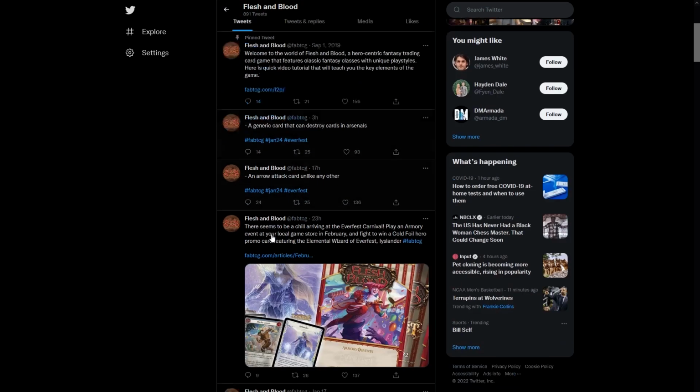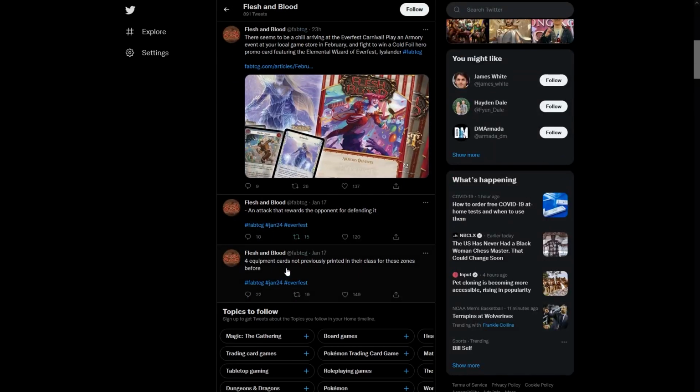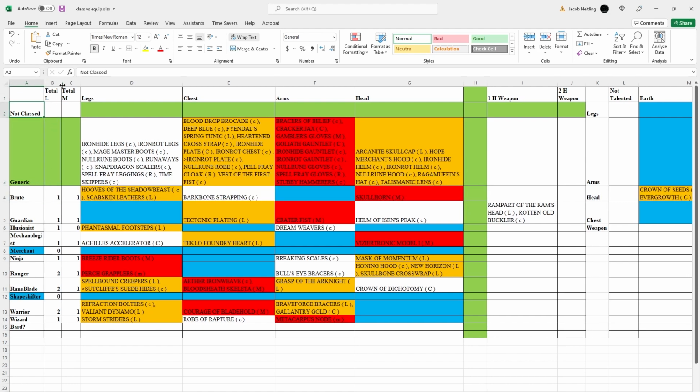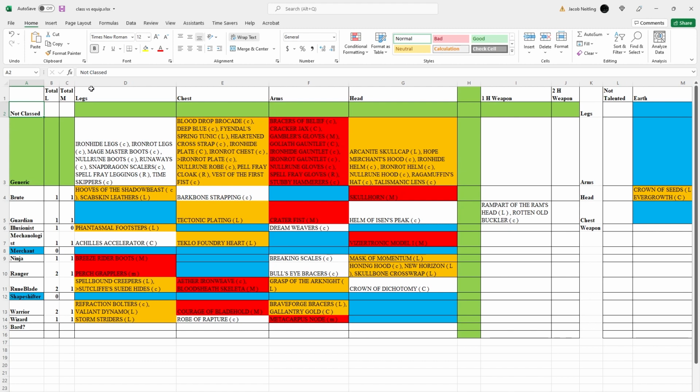The one that caught my attention the most is from January 17th, where it says, four equipment cards that have previously not been printed in their classes for these zones before. Now, one might say, well, there's probably only so many options, and you'd be correct. So, what does any good data science person do? They create spreadsheets. So, this is, to the best of my knowledge, accurate. I don't believe I screwed this up.